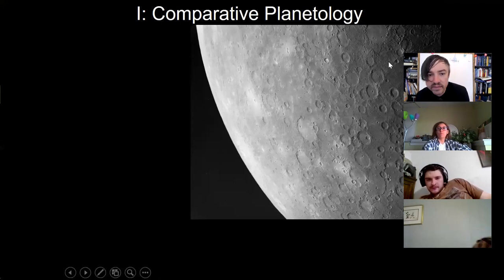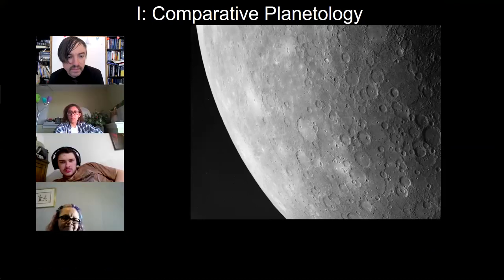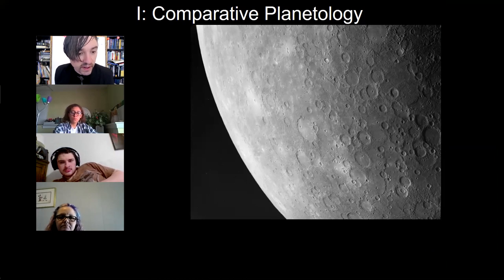What are we looking at here? What is this? The moon. You'd think so, Kim. It certainly has similarities to the moon, but we're not looking at the moon in this picture. We're looking at the surface of Mercury. Now, there's no reason you should have gotten that question correct at this point, Kim.